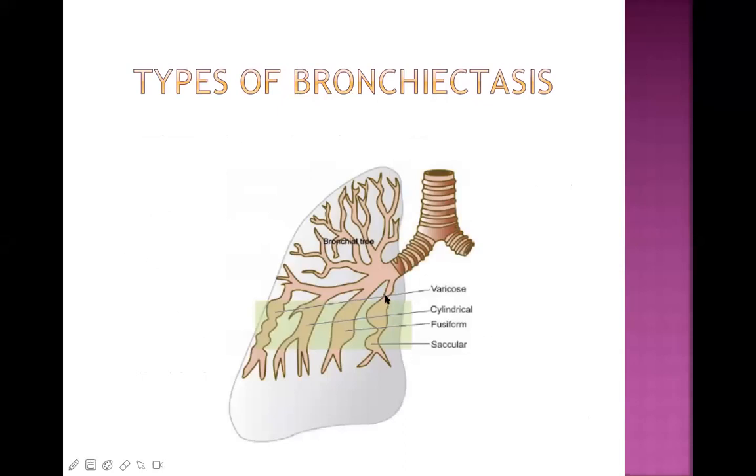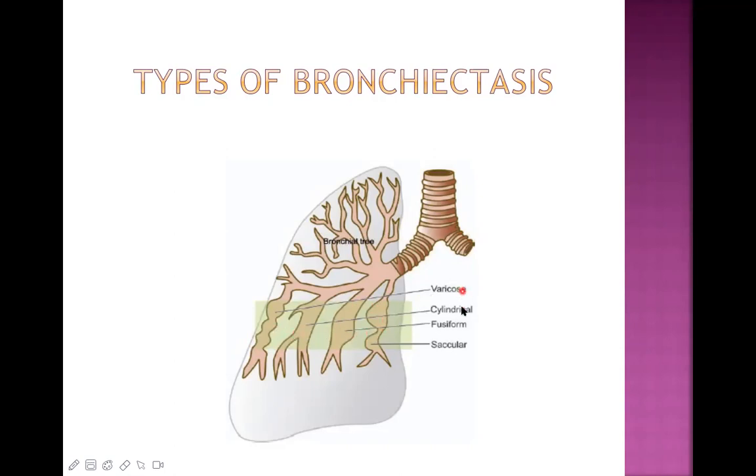Now let's see this picture. This is a schematic diagram, but it is a very effective one to explain what happens in bronchiectasis. This is the trachea. Trachea is dividing into two bronchi, this is the right and this is the left. Now see, this bronchus is divided into many other bronchi and bronchioles. Now look here, in this area, these bronchi and bronchioles are very wide and dilated, in different shapes.